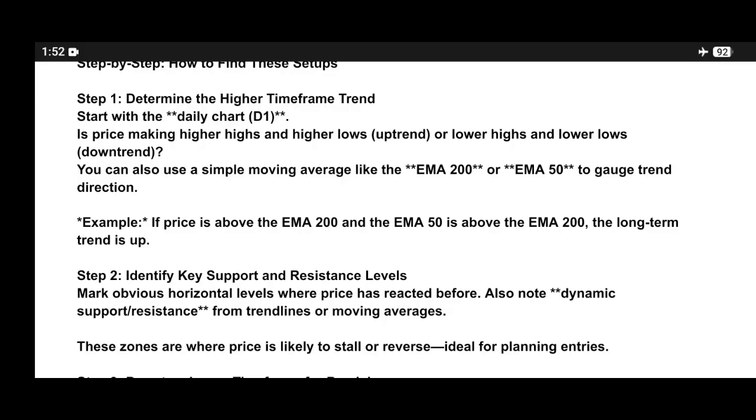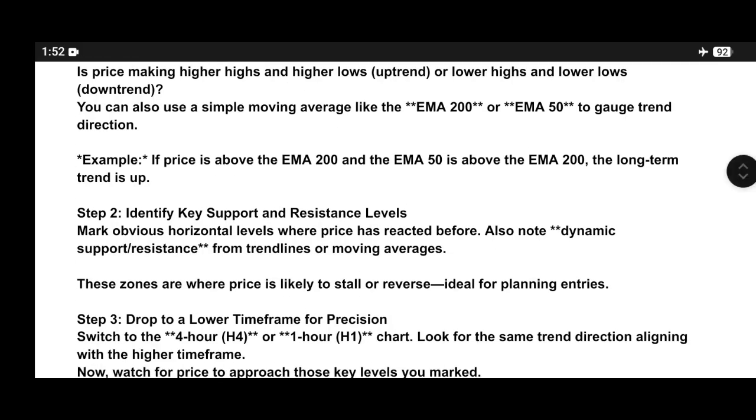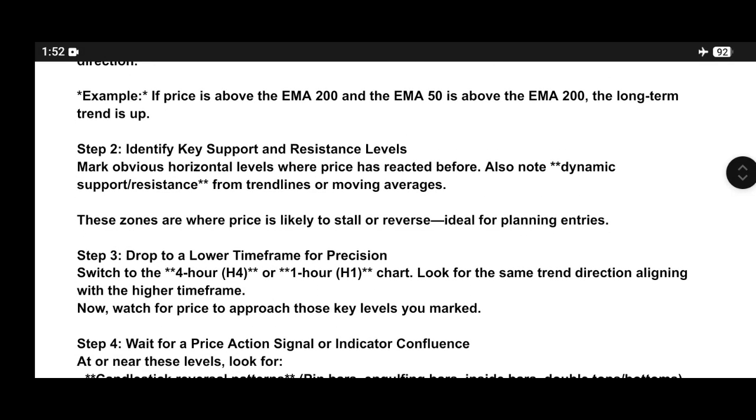Then step 2 is this: identify key support and resistance levels. Mark the obvious horizontal levels where price has reacted before. Also note the dynamic support or resistance from trend lines or moving averages. These zones are where price is likely to stall or reverse, ideal for planning entries.